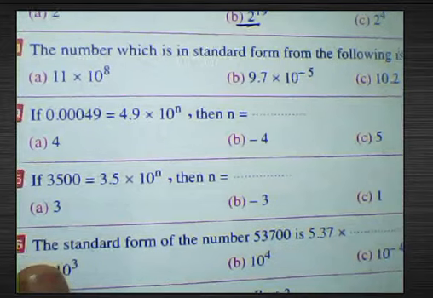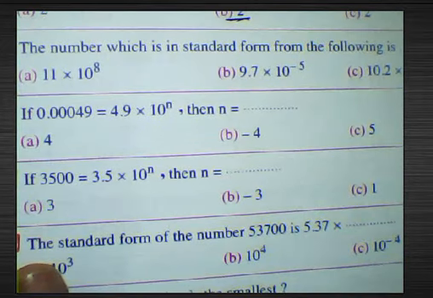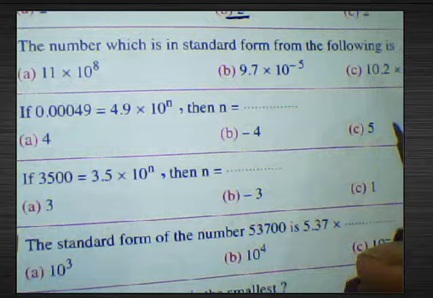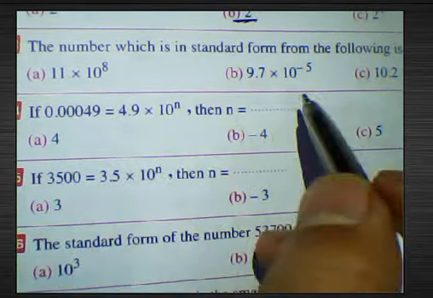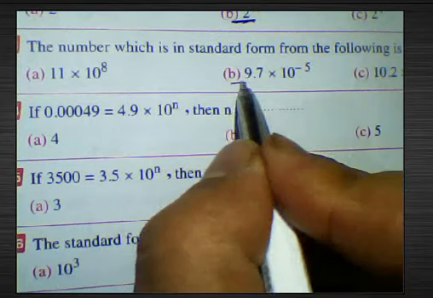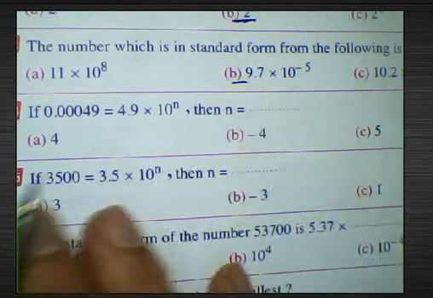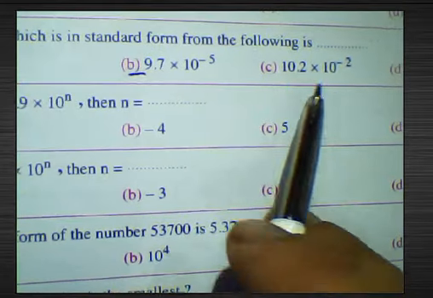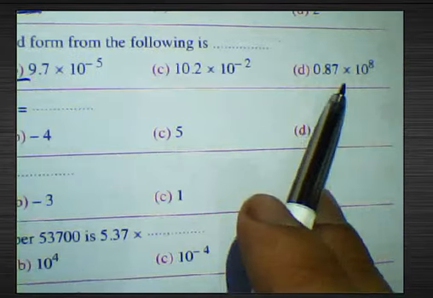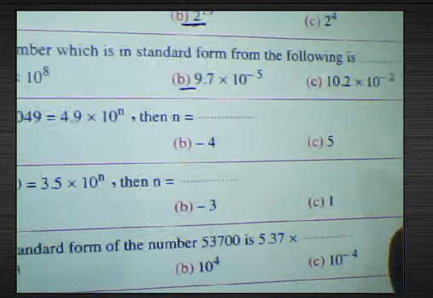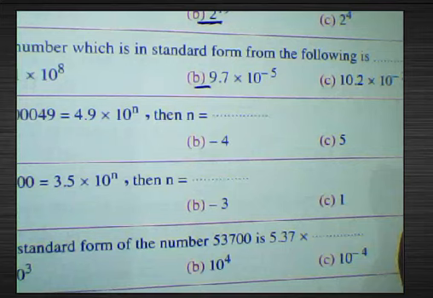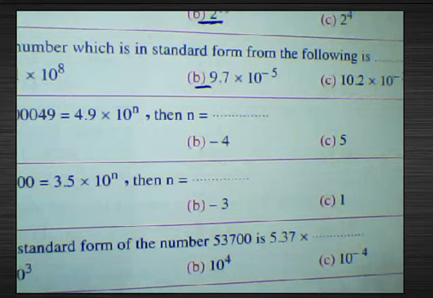Question 13. Which of the following is in standard form? Is it base 11? No. Is it greater than 9 or greater than 10? No. We must choose letter B. It's in standard form, 9.7 times 10 power negative 5. But this one is greater than 10. And this number here, 0.87, is less than 1. No. The number in standard form must be greater than or equal to 1 and less than 10.